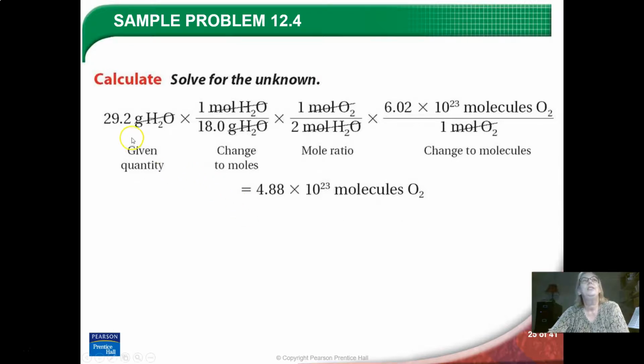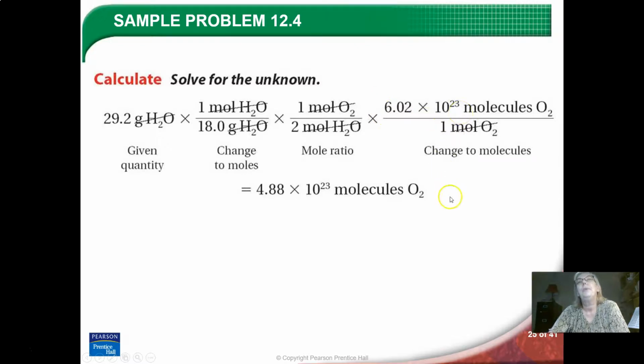So here's our given, 29.2 grams. There's 1 mole of water. This is molar mass, so it's 18 grams to 1 mole. It's a 1:2 ratio from the balanced equation. And last, what we've canceled out is grams of water, moles of water, and now we're at moles of O2. And now our last step is they want molecules, so we have to use Avogadro's number here.